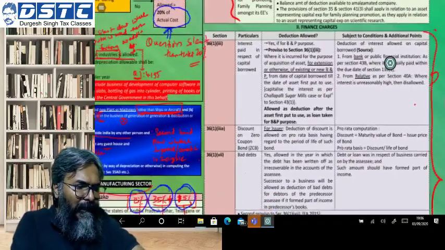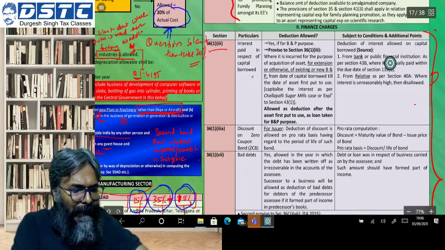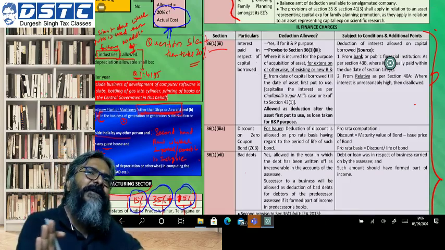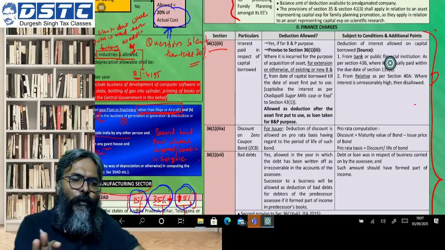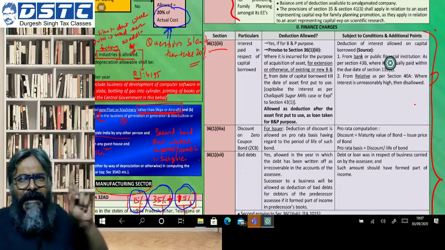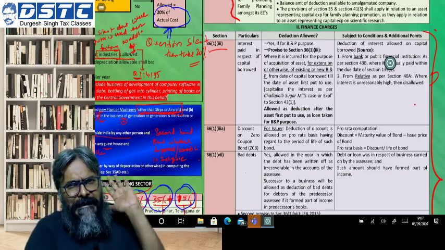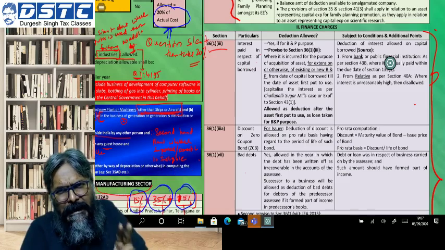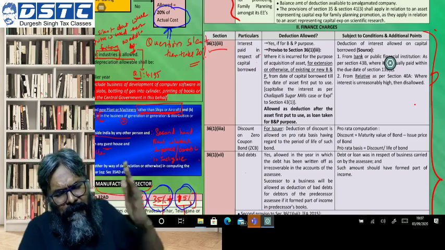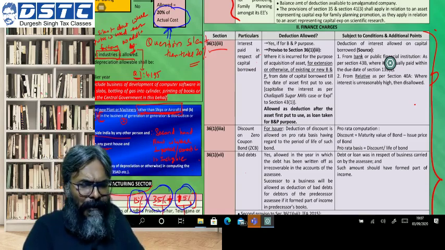36(1)(iii). Herein, this particular expenditure, students, is interest paid in respect of the capital borrowed. So whatever interest expenditure I am paying for the capital which I have borrowed, will the interest expenditure be allowed to me as a deduction? And the answer is yes, provided the capital which I have borrowed is being used for the purpose of business. So if it is used for the purpose of my business, then the interest expenditure on the capital borrowed will be allowed to me as a deduction. That is point number one.